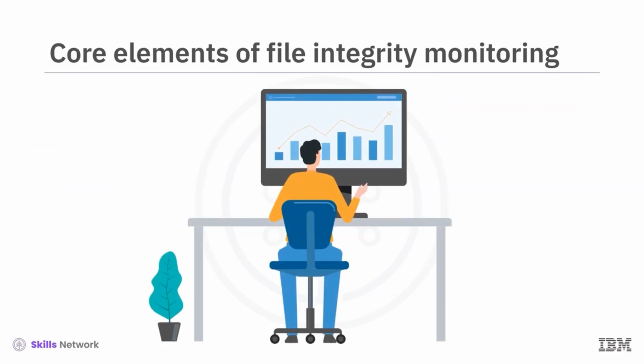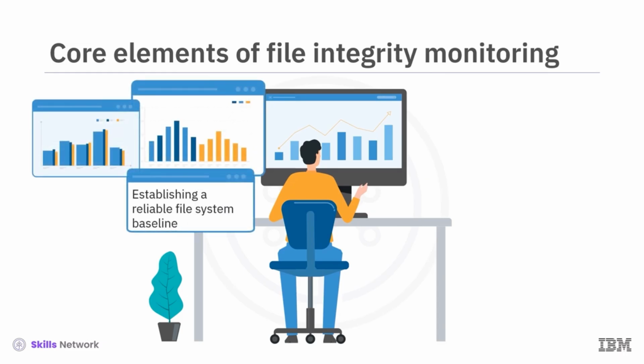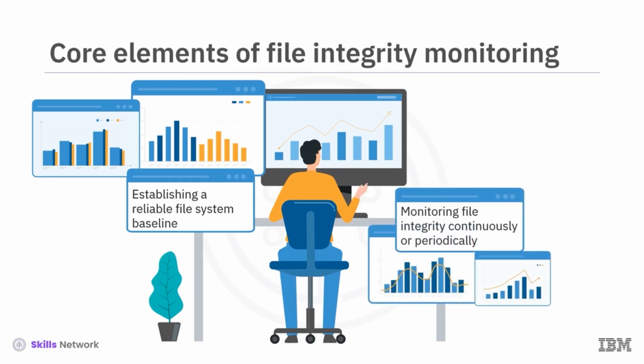Core components and processes for file integrity monitoring include establishing a reliable file system baseline as a reference point for detecting changes. Establishing a baseline involves capturing the state of files at a specific time, creating a reference for future comparisons. Depending on the organization's requirements, you can use monitoring and detection mechanisms continuously, in real time, or periodically at scheduled intervals to check files against the baseline and detect any modifications.